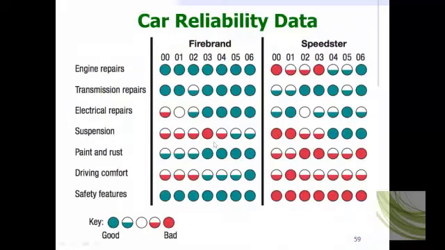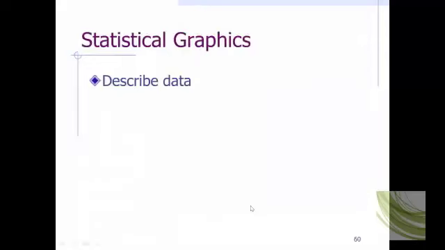Now, this is the kind of chart that you find in Consumer Reports, and Dr. Tufte identifies this as being a good graphic, easy to read and easy to understand. Because there's a lot more green over here under the Firebrand, I'm going to say chances are that it's a better car than the Speedster. There's a lot more red over here. It's real easy to tell that.